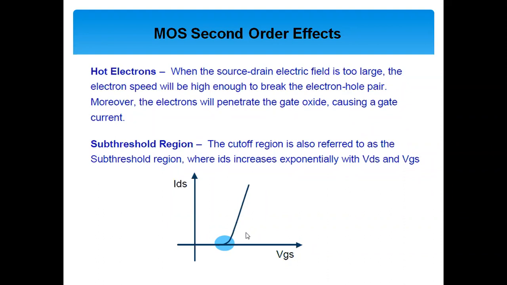And the last one is the subthreshold region. What is this subthreshold region? The cutoff region is also referred to as the subthreshold region. Basically, as you know, at the lower end of the MOS transistor characteristics, there is a cutoff region. The in-between region is the linear region, also referred to as the ohmic region. And the upper part of the VI characteristics curve is the saturation region. Basically, these are the three basic regions of the MOS transistor.